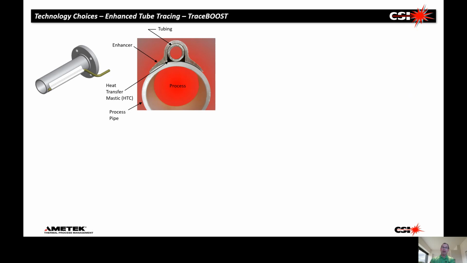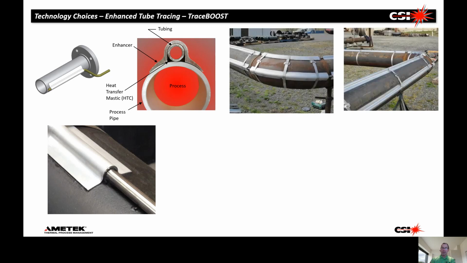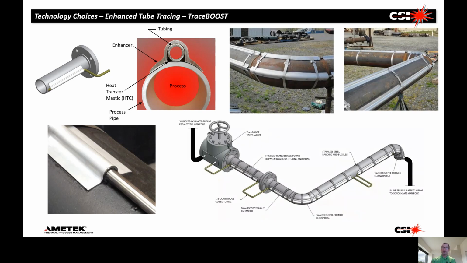That cap, when filled, or that void when filled with heat transfer compound or mastic, then provides a conductive heat path into that piping. So you can see a few examples of one of the products that's out there, an enhanced tracing system called Trace Boost. That turns that bare tube tracer into conductive heating. So now we can drive a lot more heat into that system than we could with just that bare tracer.